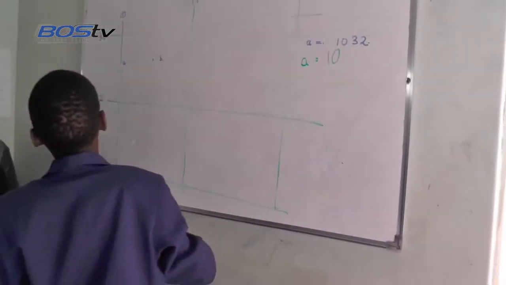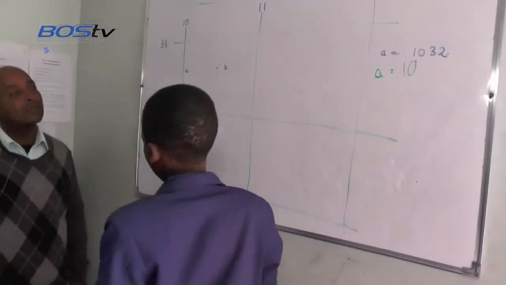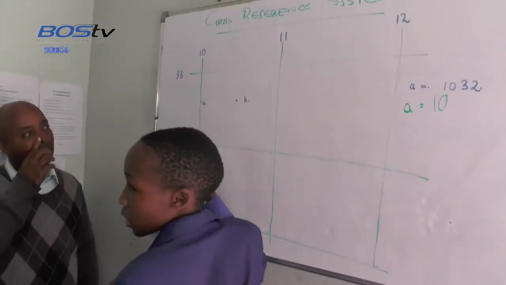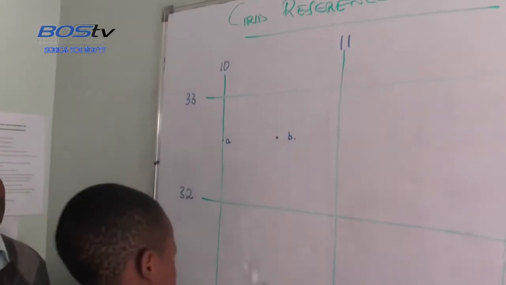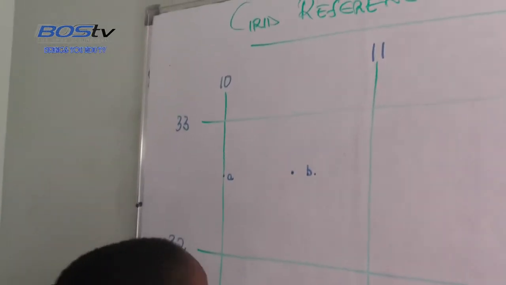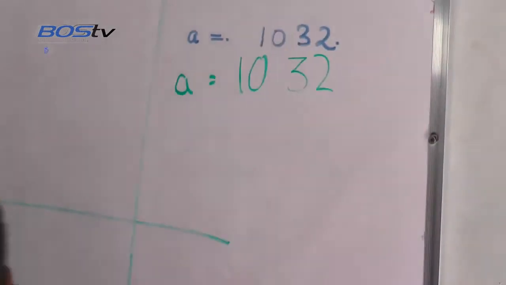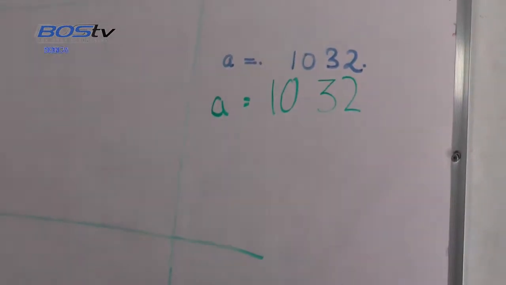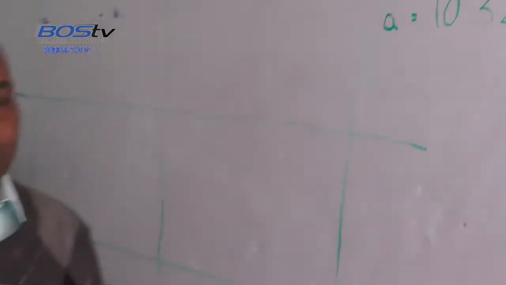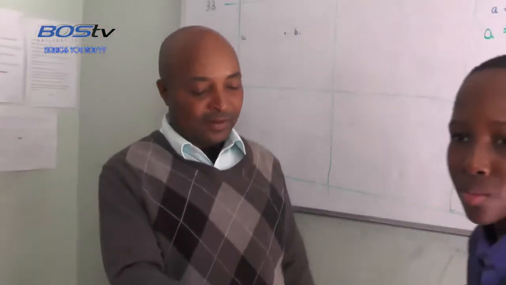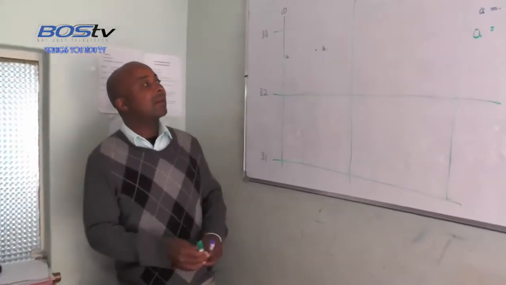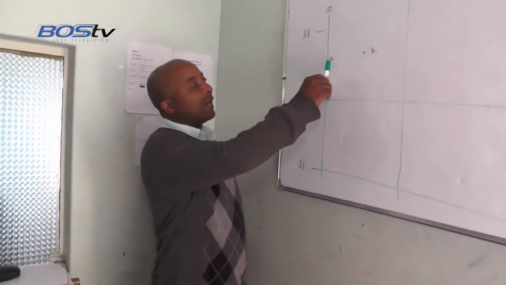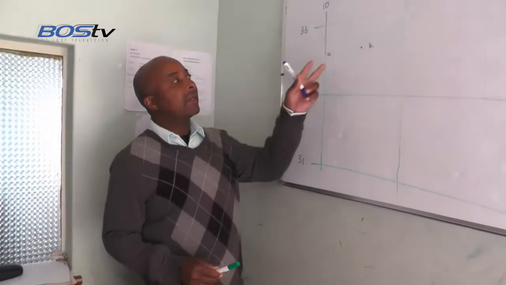And then for our northing, we said that it's either the line that it's on or the line underneath it, which is 32. So the grid reference is 1032. Okay, let's clap hands for the young man. Well done.